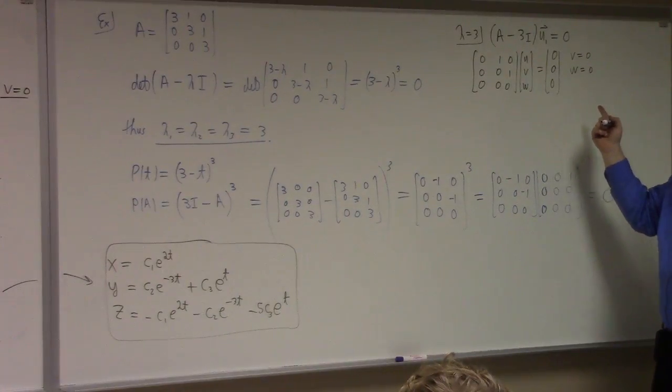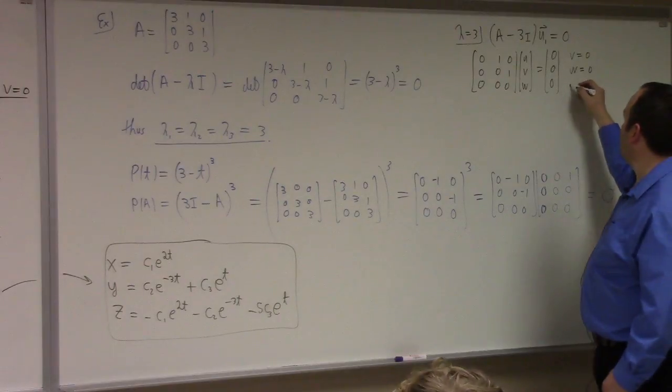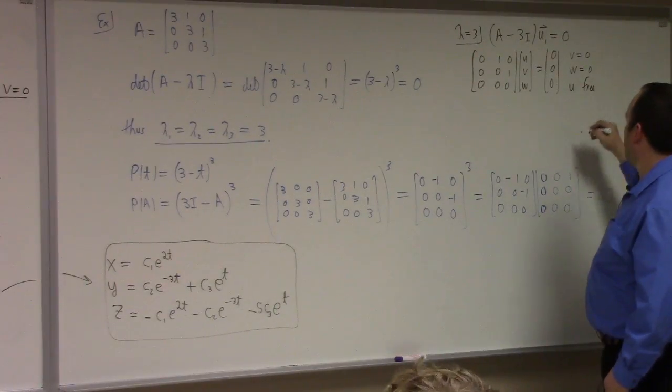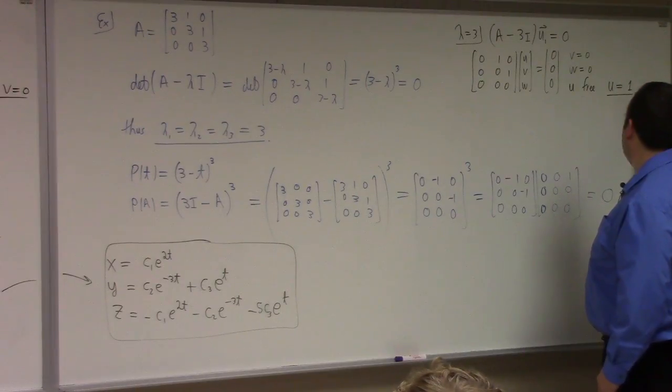Correct. They don't say anything about u. U is free. So u, having seen the matrix, wants to be 1. So there you go. U equals 1.